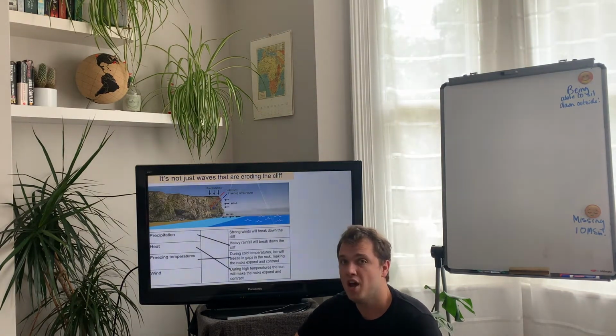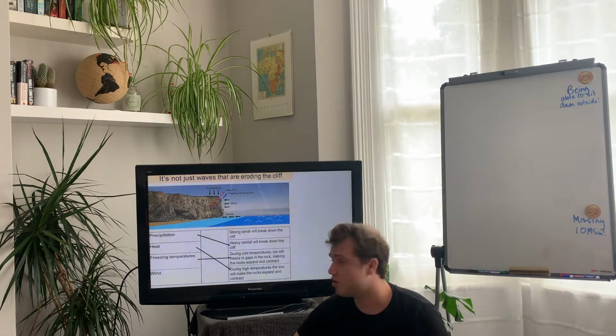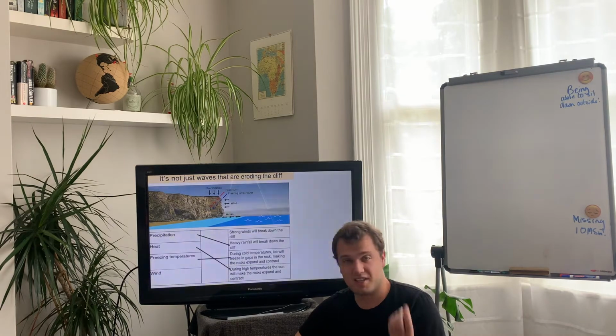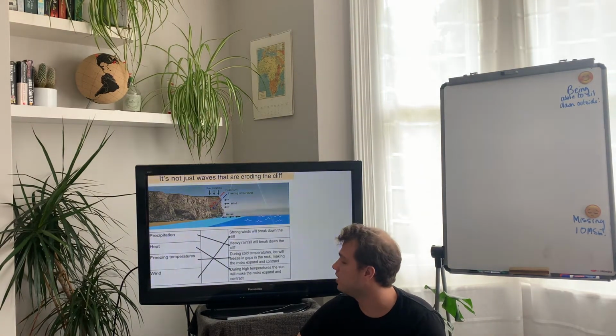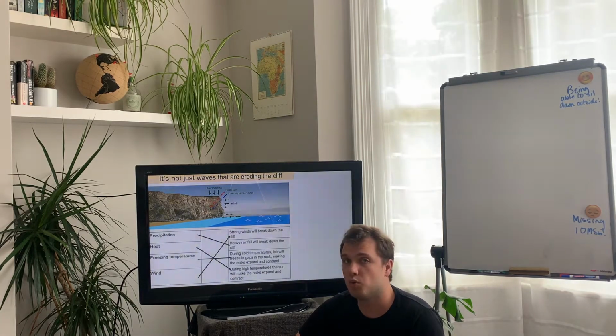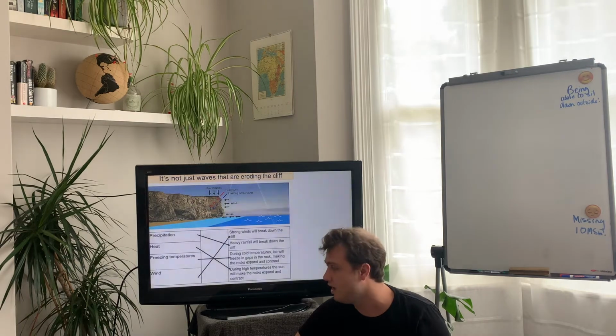Freezing temperatures could be, again, one of our types of weathering. So during really cold temperatures, ice is going to freeze in gaps in the rocks, which means, again, those rocks are going to be expanding and contracting. And then lastly, wind. So strong winds will break down the cliff. So if there's strong winds battering the top or the sides of the cliff, it's going to break down those cliff faces.